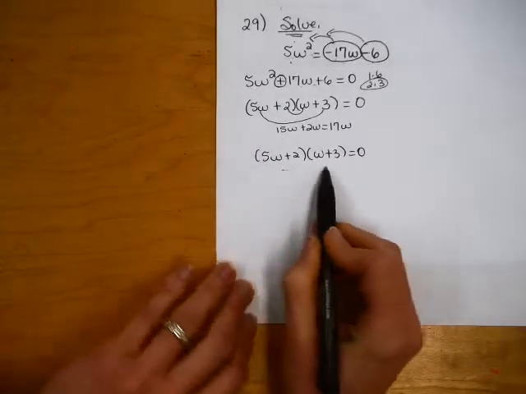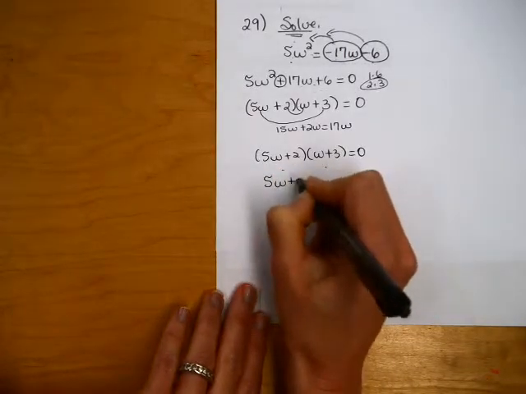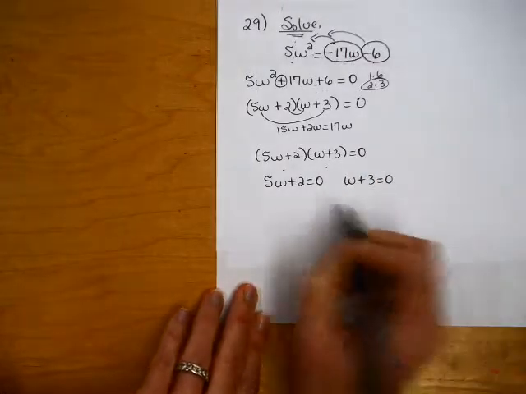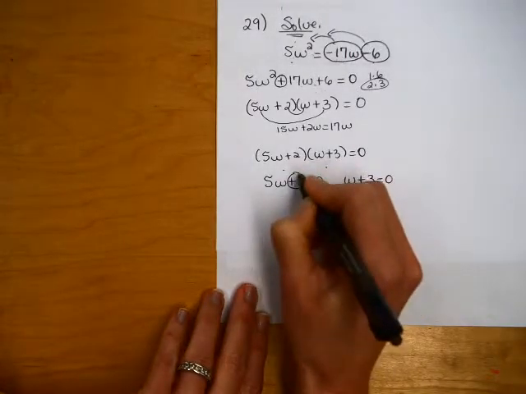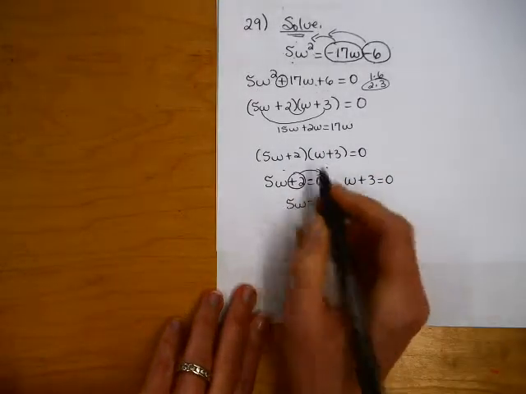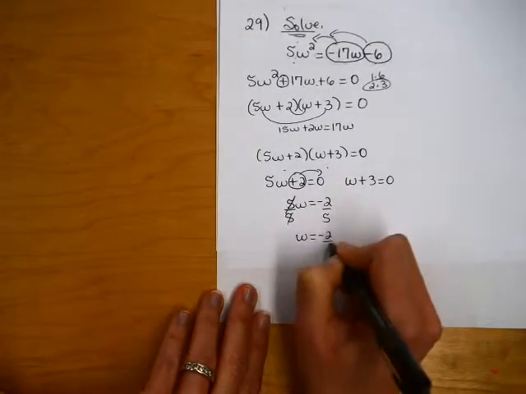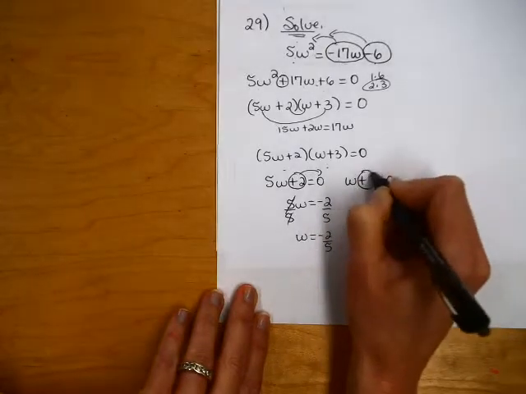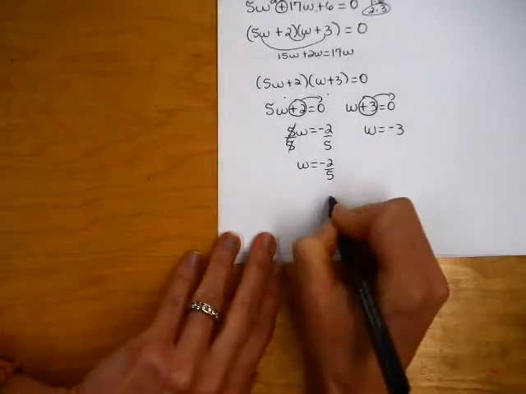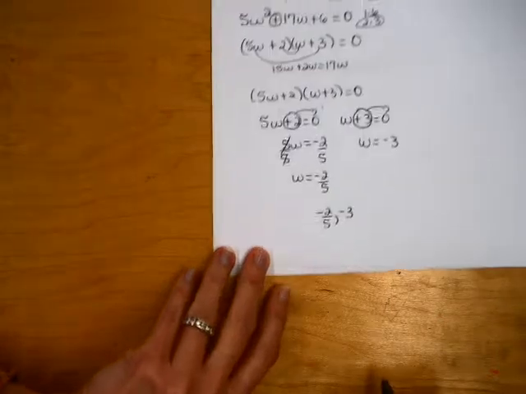So now that we have it factored, we set each of these factors equal to 0 and solve. So 5W plus 2 equals 0, W plus 3 equals 0. Now I'm going to take this positive 2, and it'll be negative 2 on this side. 5W equals negative 2. Divide both sides by 5. So W equals negative 2/5. Solve this one. Positive 3 will be negative 3, so W equals negative 3. So my two answers would be negative 2/5, comma, negative 3.